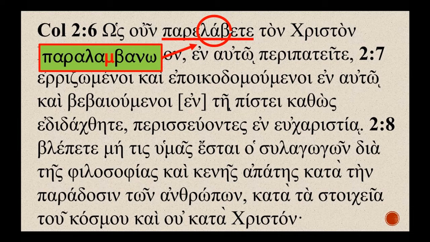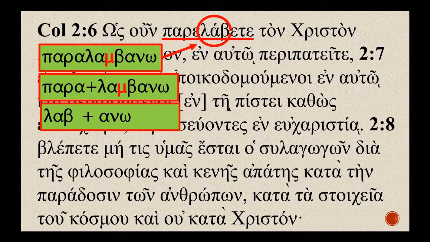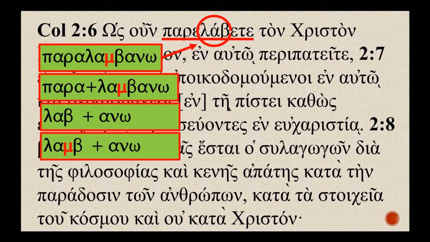But that's not the root of the word, right? So it's a combination. Essentially we have para, which is the preposition, alongside of, and then lambano. But if we just lose the preposition for a moment, and we just look at lambano, it is essentially lab plus ano. But in certain words, when you put ano at the end, it causes the stem or the root to change. In this case, it'll take a nasal that will go between the alpha and the beta. But notice what happens. What kind of nasal is this?